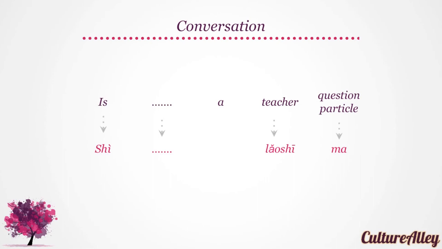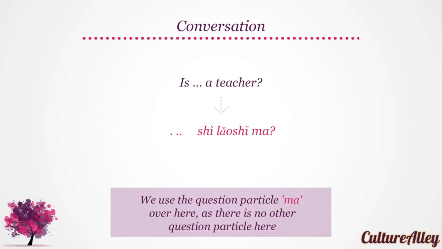Let's look at another one. Is she or he a teacher? Is translates to 是. Teacher becomes 老师, and a question particle is 吗. Therefore, is so-and-so a teacher translates as 是老师吗? Note that we use the question particle 吗 over here, as there is no other question particle supplied in this question.